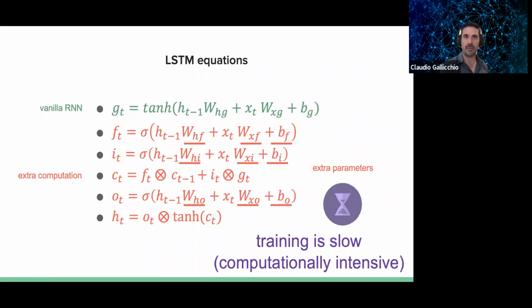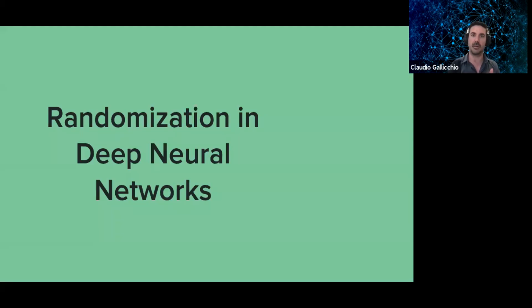This is fine, of course, because that's the state of the art, at least for traditional deep learning applications for time series. But there are cases in which perhaps you don't want to pay the cost of all this extra computation and extra parameter learning. And perhaps you want to find alternatives, and these alternatives are the core idea of what I'm going to show you in the rest of my talk.